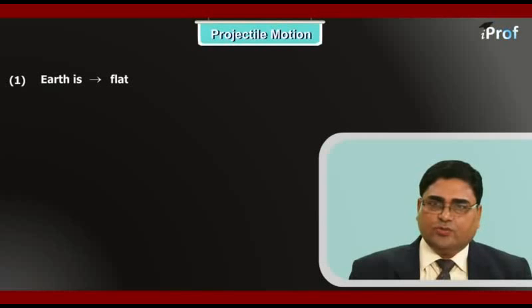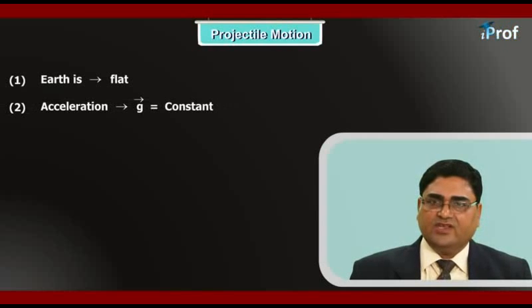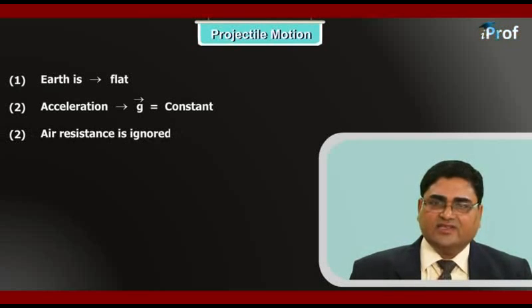In the analysis of projectile motion, we make some assumptions. First, Earth is assumed to be flat, so acceleration due to gravity is assumed to be constant during the analysis of projectile motion, and air resistance is neglected.